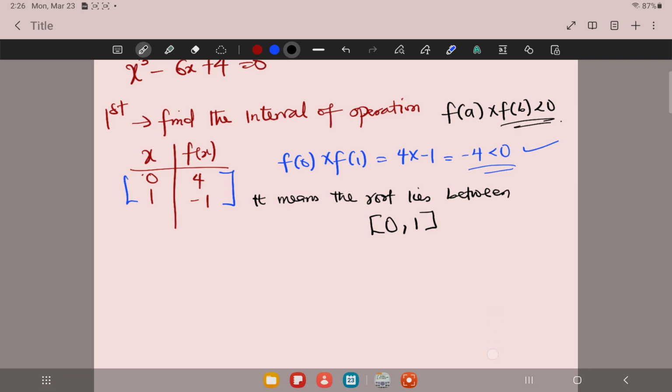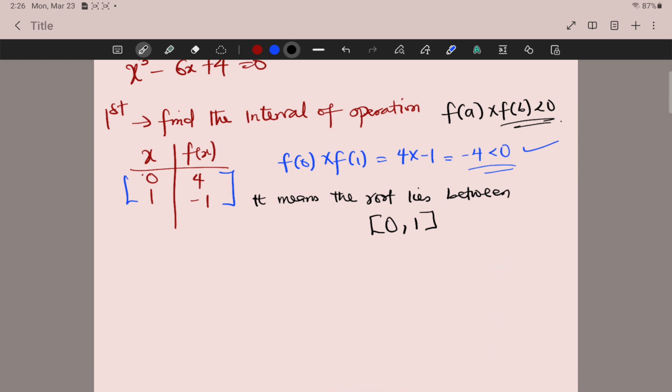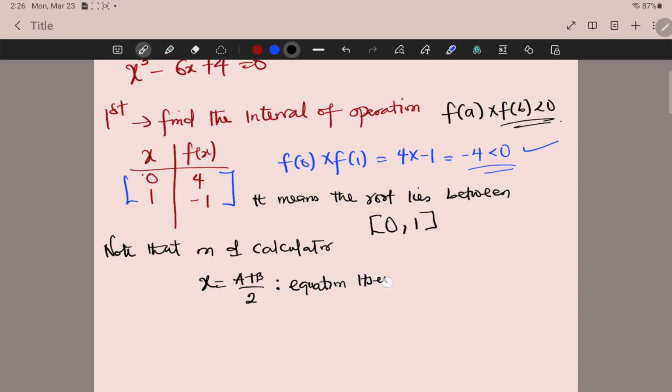And so on your calculator, let me write it here. Note that on your calculator, what you'll be doing is you say x is equal to a plus b divided by 2, and then you write the equation itself. Is that okay? That's what you are going to write on your calculator. So let's quickly do that.